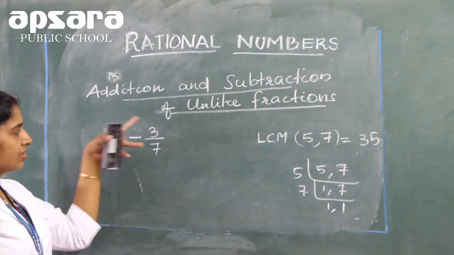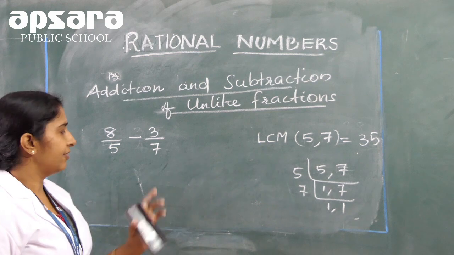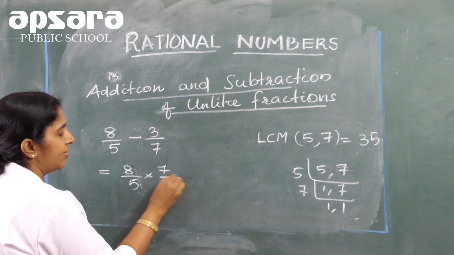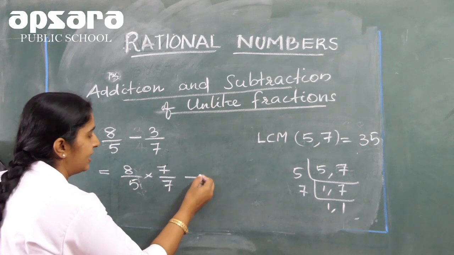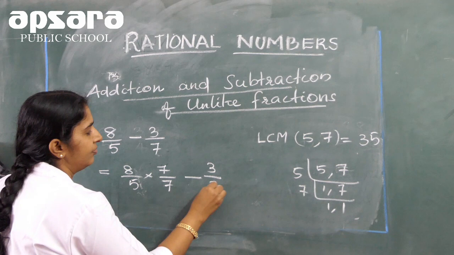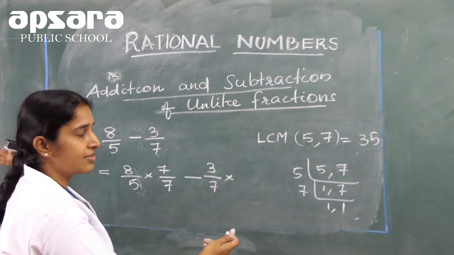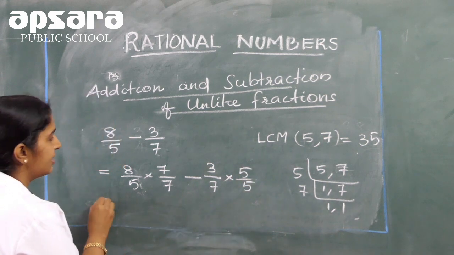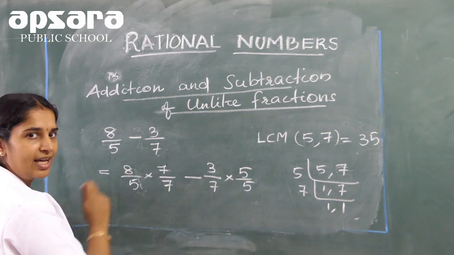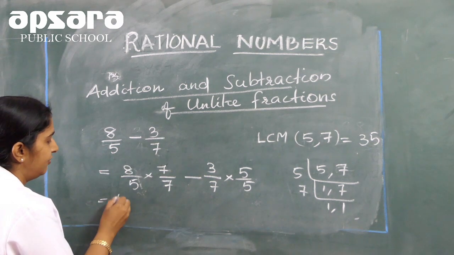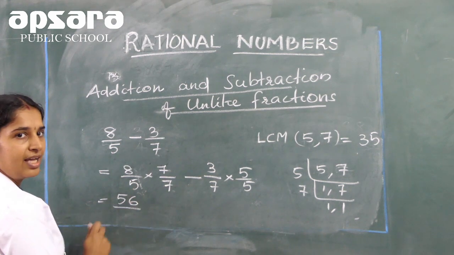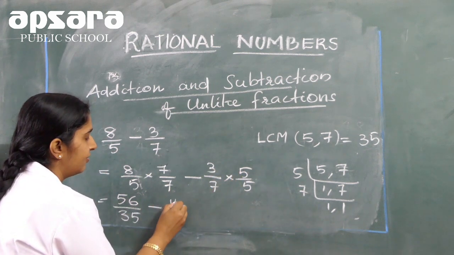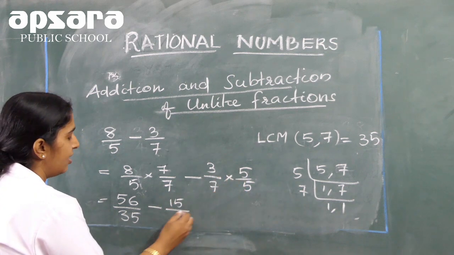Now, convert the denominators of both these fractions to 35. So, we will do it. 8 by 5 multiplied by 7 by 7, right? Minus 3 by 7 into, 7 into which number gives the product as 35? 5, right? So 5 by 5, which is equal to 8 7s are 56, 5 7s are 35, minus 3 5s are 15, 7 5s are 35.